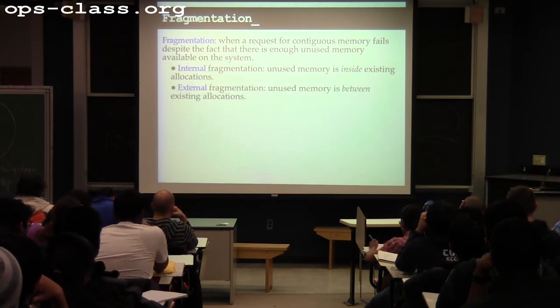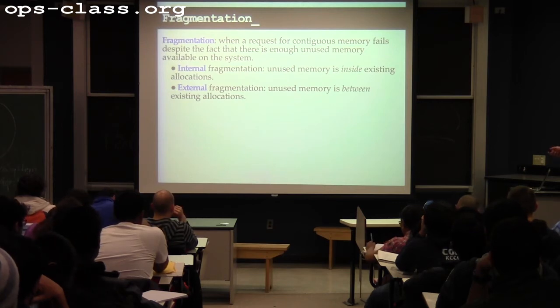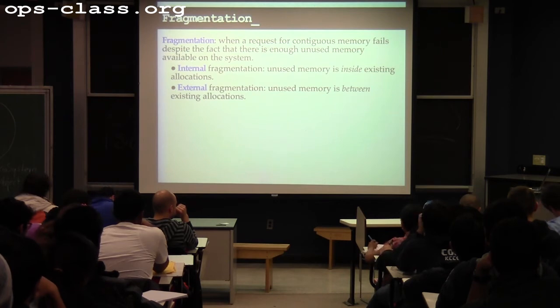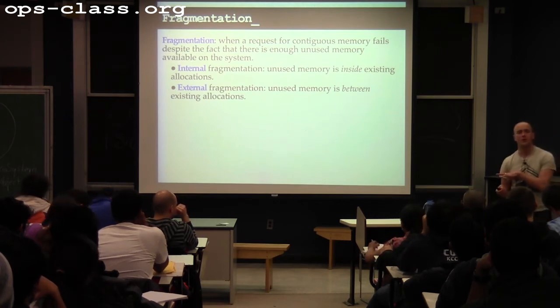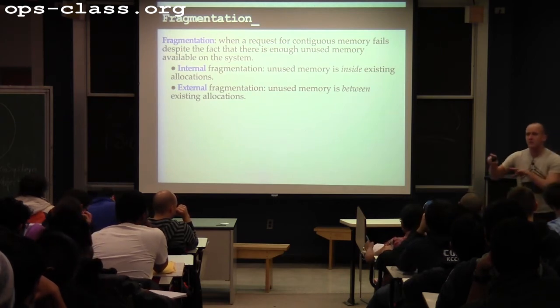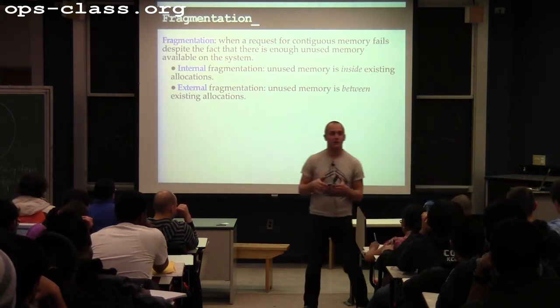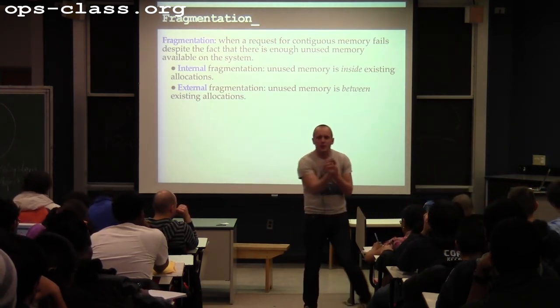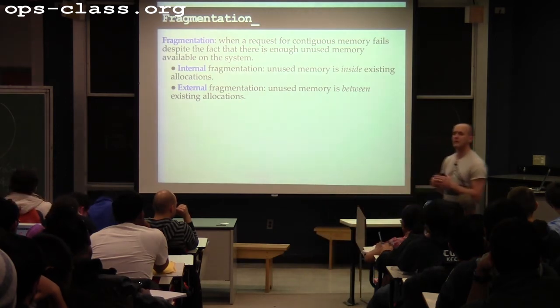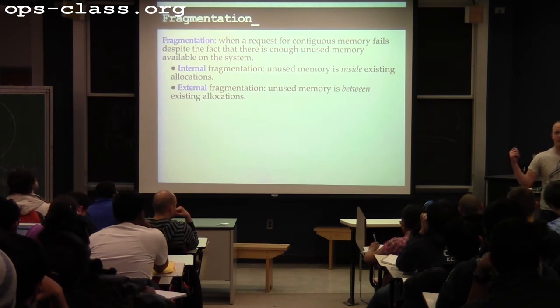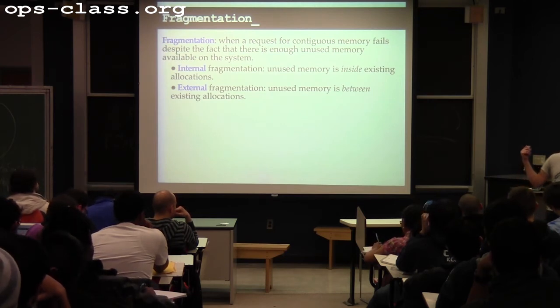External fragmentation occurs when the memory that's available that I could use to meet the request is trapped in between existing allocations. This is more what we're used to, right? I've got a bunch of chunks of memory allocated all over my RAM chip, and there's enough memory in between them to satisfy the request, but if I can't move them, then I may still have to fail that particular memory allocation request. Does this make sense to everybody? Does this match up with what you guys are used to? Okay, good.